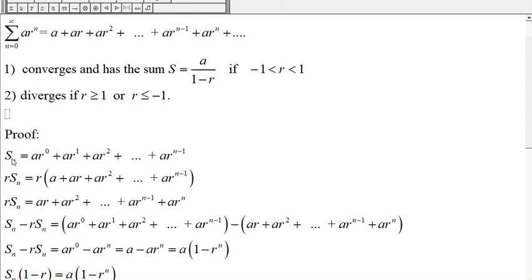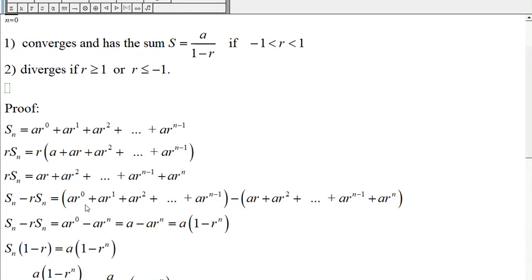And now we'll do S of n minus r S of n. So we're going to do all of this minus all of this. And when we do that, this term will cancel out with this term, this term will cancel out with this term, and then this term will cancel out with this term. So we only get the first and the last. So we get a times r to the 0, which is just a, minus a times r to the n.